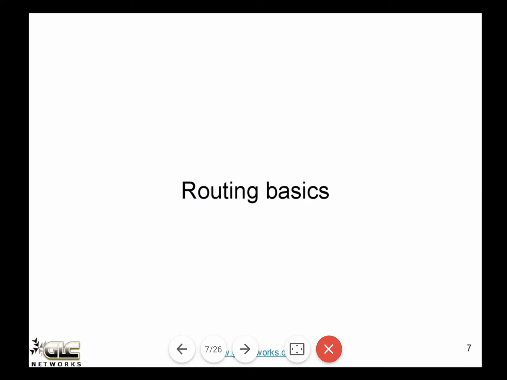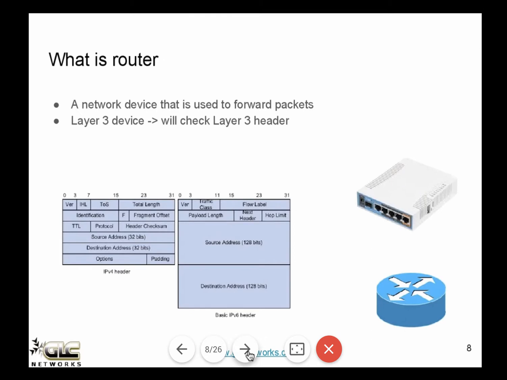Okay, so let's discuss the topic here about the routing basic. So what is a router? Well, a router is a network device. Okay, so it's a device that is used to forward packets. So a router looks like this, okay, a square, but as an icon it looks like this. Okay, it's a little bit round with the arrows coming in and coming out. So a router is a layer 3 device. So what does that mean, layer 3 device? That means they will work on the layer 3 header.